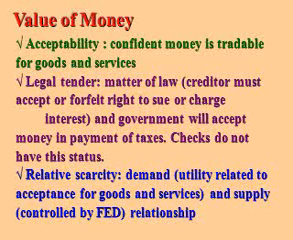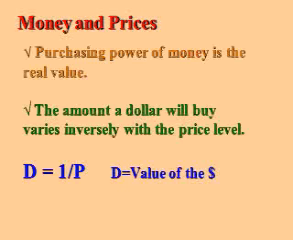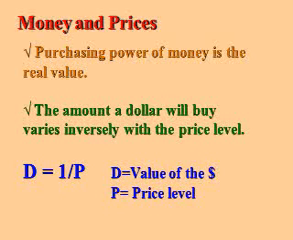And that means that demand and supply are existent. And we're going to talk a little bit about that. We're going to graph that here shortly. Sorry, let's go back. The value of the dollar is 1 over the price level. Okay? Let's move forward.